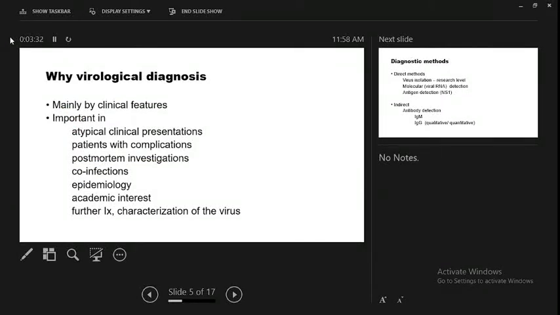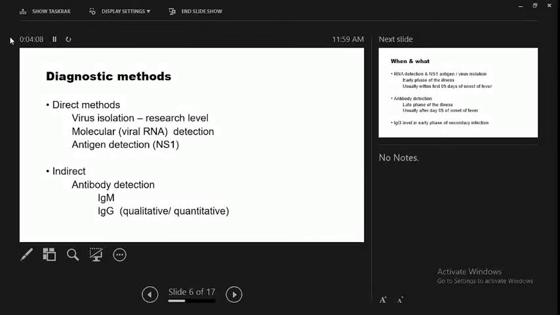In viral diagnosis, dengue is mainly a clinical diagnosis. But sometimes it's very important to identify atypical clinical presentations, patients with complications like this patient, and possible co-infections. Then there is post-mortem diagnosis, because every dengue death has to go to a national dengue death review, so it's very important to do post-mortem diagnostics. The other reasons are epidemiological and academic interest and future directions, where the diagnosis might be important, not just the clinical diagnosis.